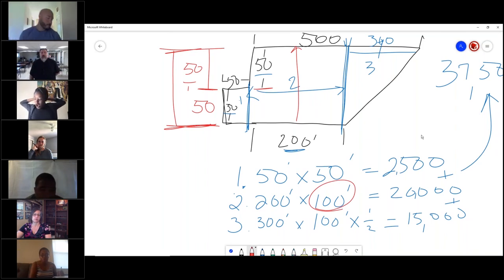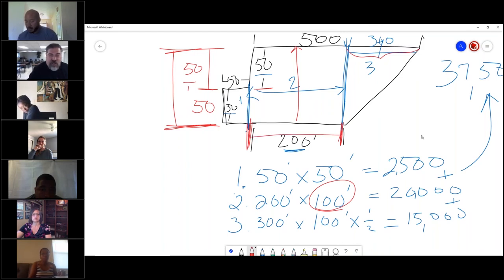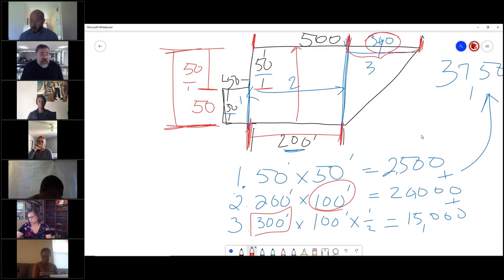So then we don't have to worry about the 500. The only thing the 500 helps you is it tells you this distance, because you have to take 500 minus the 200. From there to there is 200, so from there to there has to be the 300. That's where this 300 comes in. They love doing that, where they give you the length on one side and the other, so you have to figure out what that triangle is.